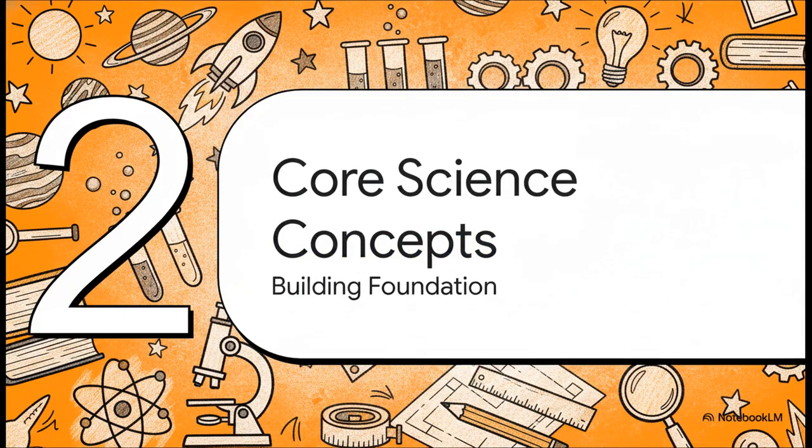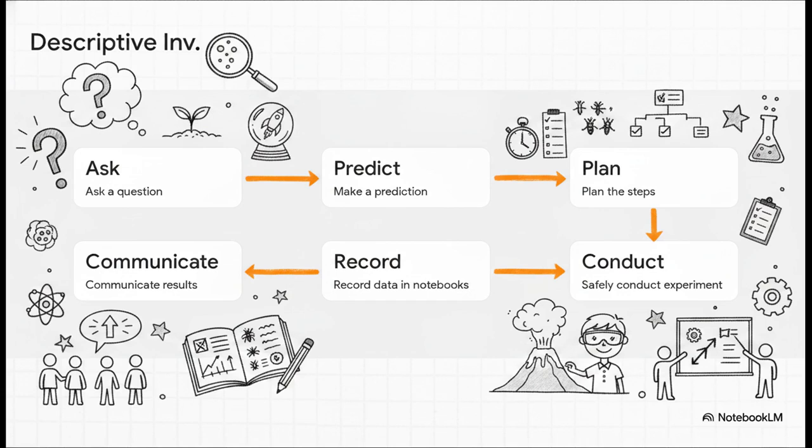Moving on to Part 2, Core Science Concepts Explained. Let's build your foundation. Okay, this sequence represents the descriptive investigation process. It's essentially a clear, repeatable roadmap for observing the natural world. First, they ask a question. Then, they make a prediction about what they think is going to happen. They plan their steps, safely conduct the experiment, record their data in their science notebooks, and finally, they communicate their results.